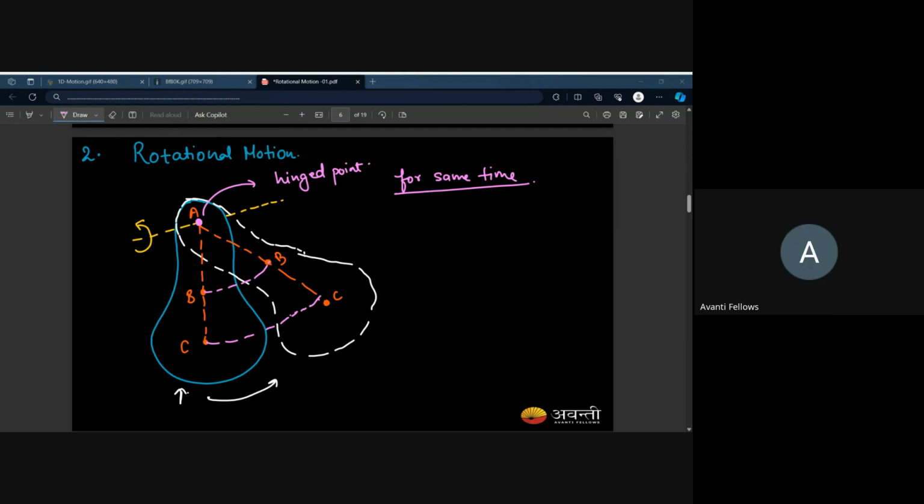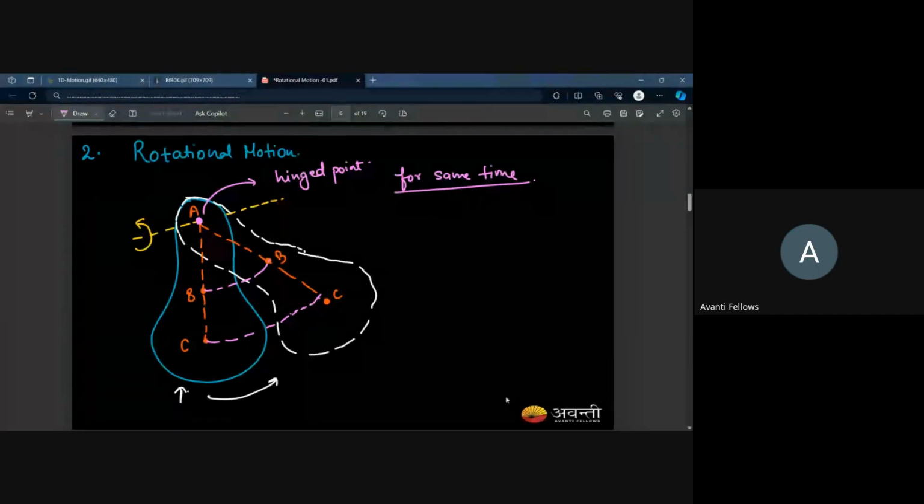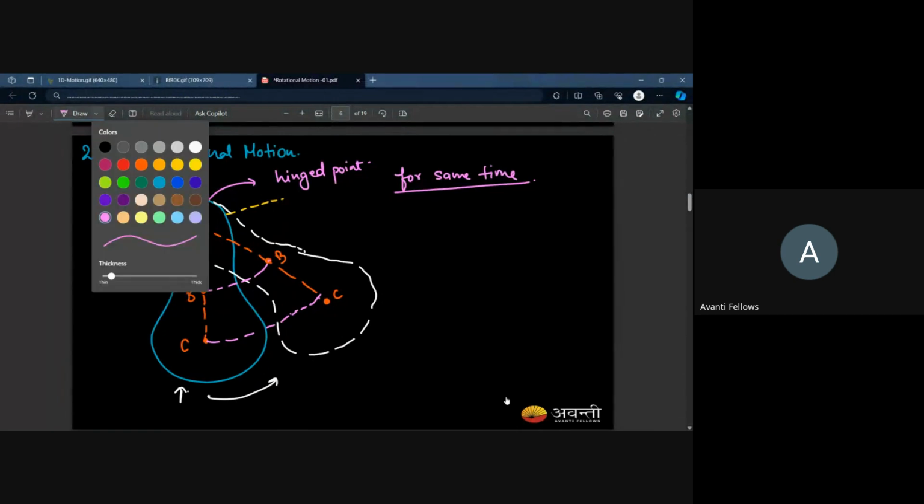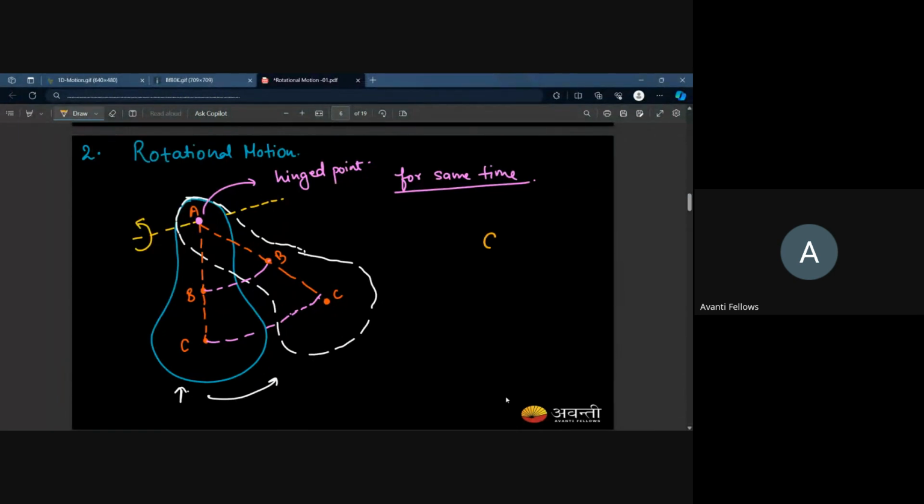So this is basically a rotational motion in which every particle revolves around a fixed point, having different trajectories. And of course, these particles cover different amounts of distance in a particular time interval. Is that okay? Yes, ma'am. So basically, you would say that all these particles are doing circular motion. Have you studied circular motion? Yes, ma'am.